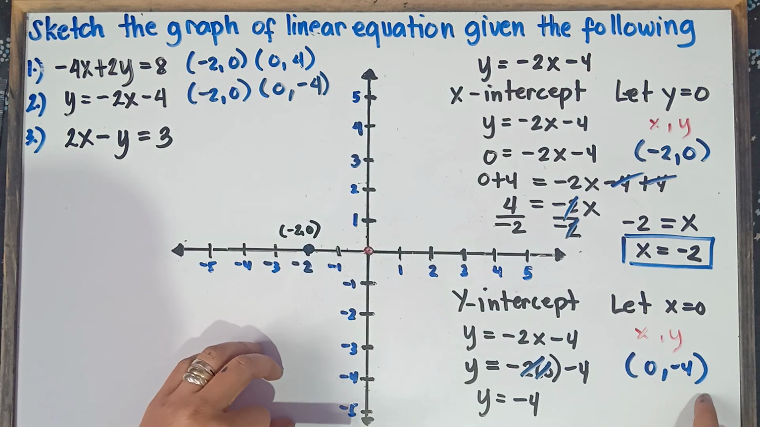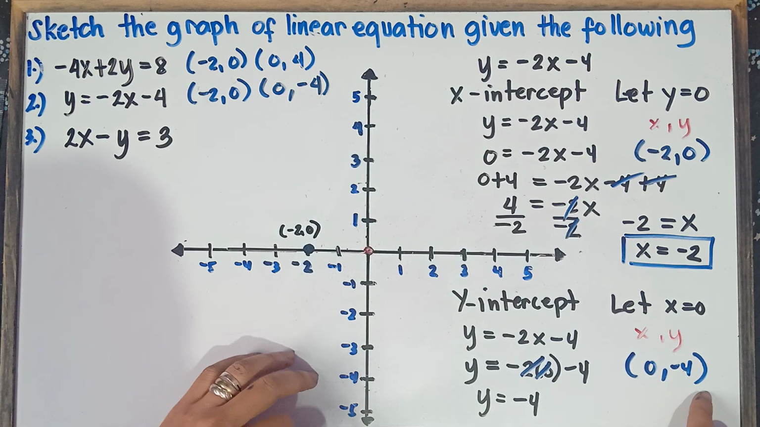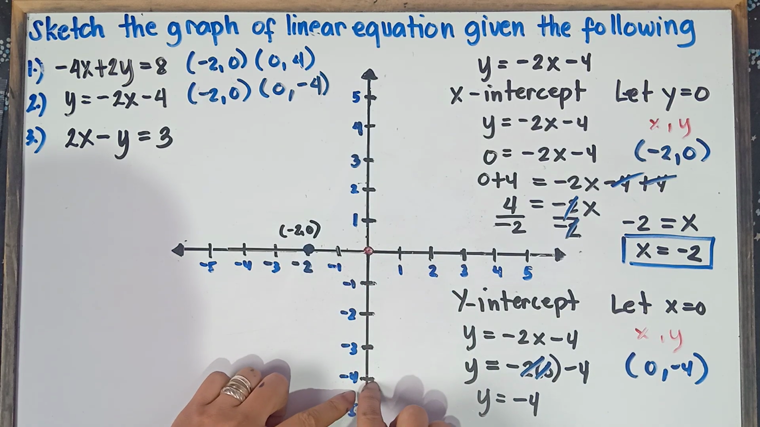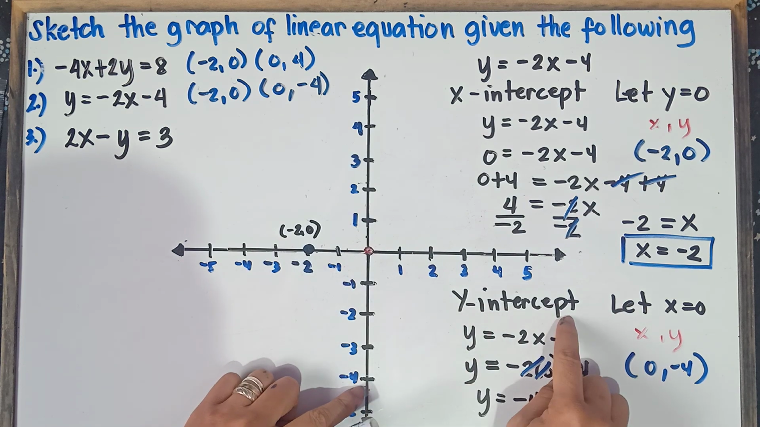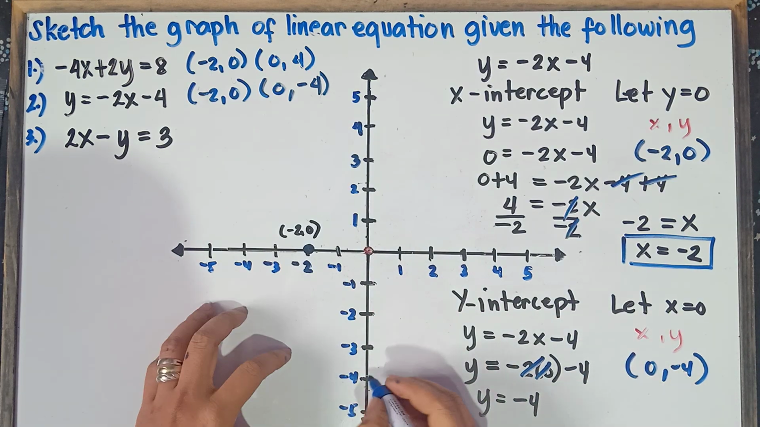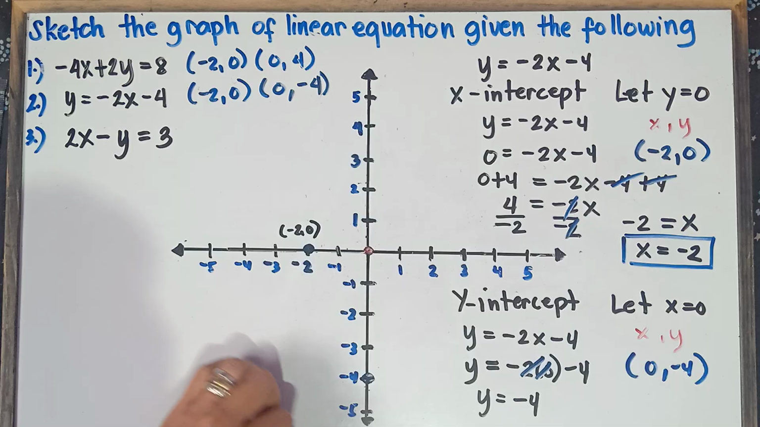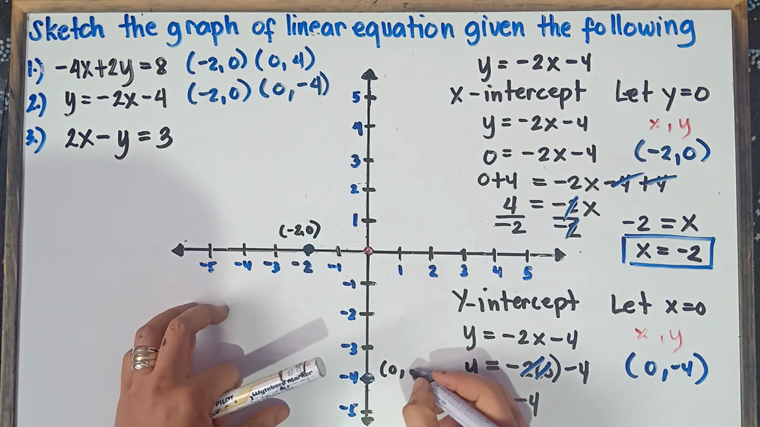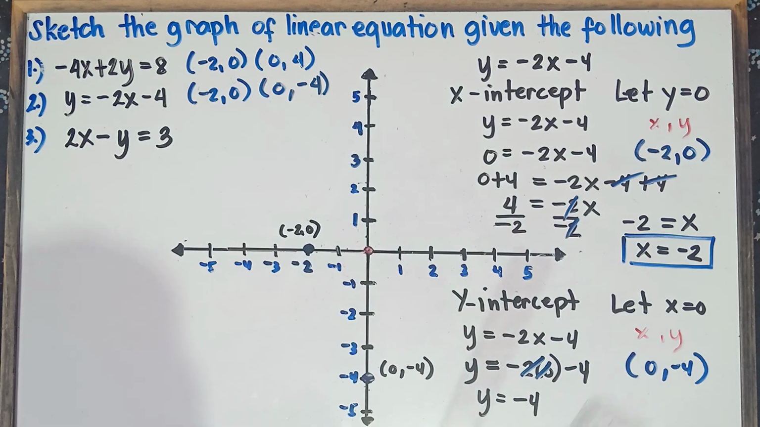Y-intercept, that would be 0 and then negative 4, sorry. So for the y-intercept, x is 0 and then y is negative 4. This one right here. Once again, class, our y-intercept, the ordered pair, is 0 for x and negative 4 for y. So we can label our answer: 0 for x and negative 4 for y. Alright, and then that's it.